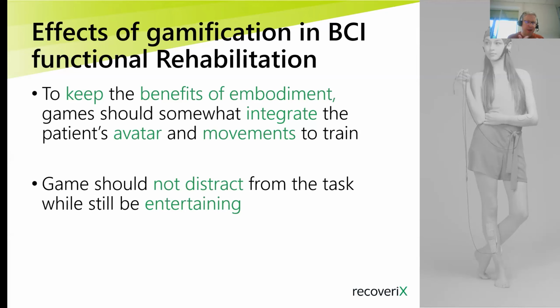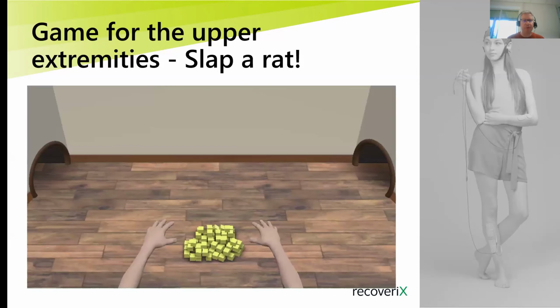So the challenge is to find tasks where you can do the same movements but within a game. And this is the one we created for the upper extremities. It's called Slap a Rat. I already heard some complaints about the name, but I can assure you no animals were harmed during development. What you see here is again your hands in first person view and a pile of pieces of cheese in the middle. There are two rat holes where the rat can appear, from the left side or the right side. This means you have to imagine moving either your left or your right hand. If you see the rat, you do a motor imagery, a wrist dorsiflexion, to scare away the rat so it cannot catch one of the pieces of cheese.